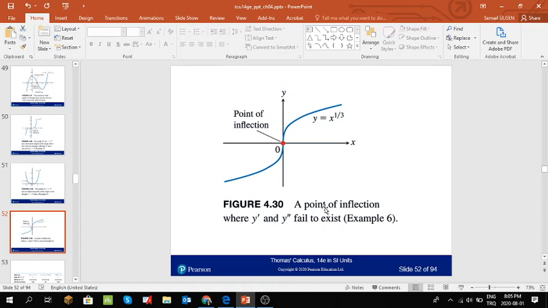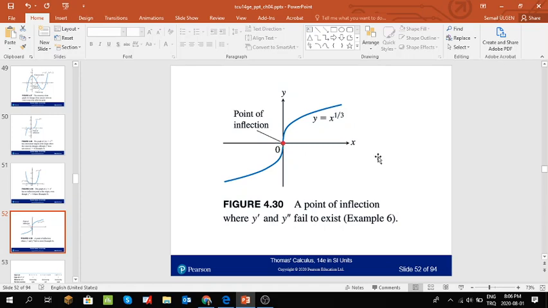Here's an example where we are going to have a point of inflection at 0. However, y prime and y double prime fail to exist. Let's check it out. y is equal to x to the 1/3. Take the first derivative, you get 1/3 x to the negative 2/3. At 0, this makes the denominator 0. So the first derivative is undefined at 0. That's why it doesn't exist.